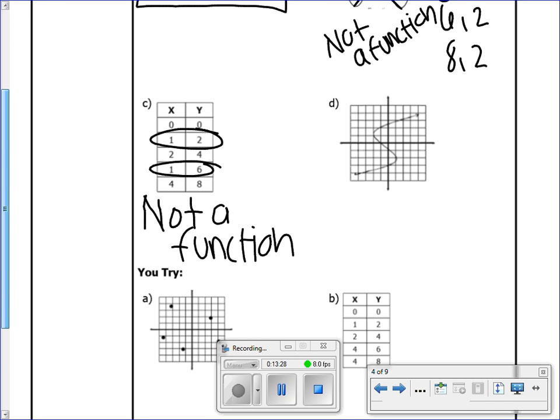Letter D, we have our vertical line test. This is where we draw vertical lines on our graph. So I'm going to make my first vertical line here in red. And when I do this, you can see it only touches once. You need to make more than one vertical line. I'm going to make my second vertical line here. And when I make my second vertical line, it passes through 1, 2, 3 times. So because it touches my graph 3 times, this is not a function.